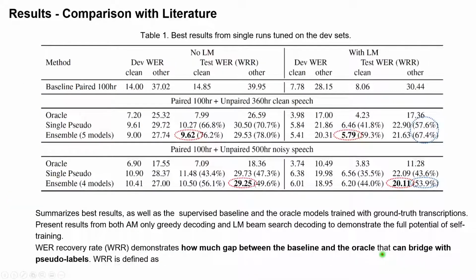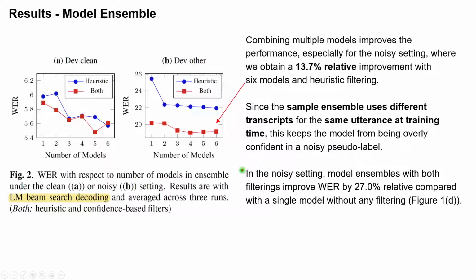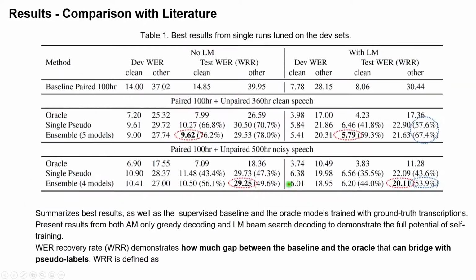And for the comparison with the literature, an ensemble of 4 models, as I showed in the previous slide, where you can choose from 3 to 6 models. With an ensemble of 4 models, the WER is in a similar range. With 5 models, it is 9.62. These are some of the baseline models, and here also it is 5.79. This is with a language model, and this is without a language model.